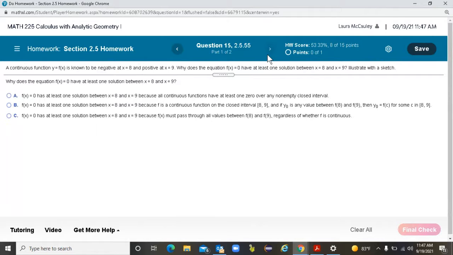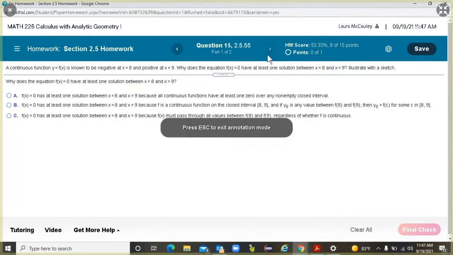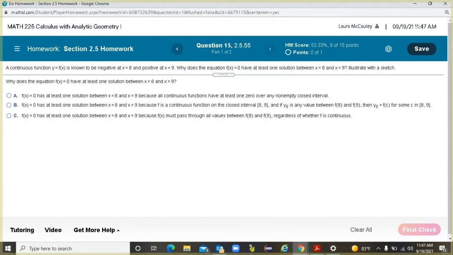All right, so this one just says we have a continuous function, and we know that it's negative at x equals 8 and positive at x equals 9. So it asks, why does the equation f of x equals 0 have at least one solution between x equals 8 and x equals 9? And then it says illustrate with a sketch. So do not look at the answer choices here for now. I'm just going to let you know what this is going to look like. This is going to be using the intermediate value theorem.